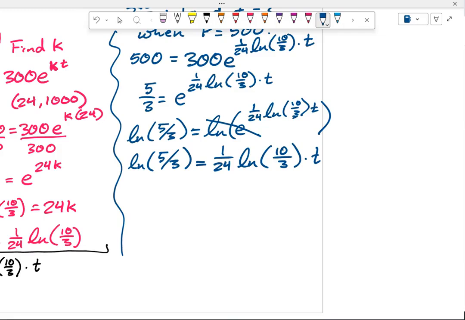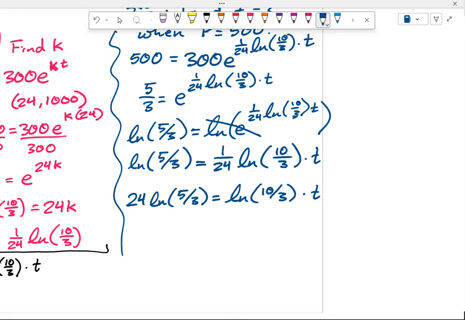You could bring it to the power. You don't need to. It might make it look a little bit more messy. What could we do with the 1 over 24 instead of bringing it as a power? We could multiply it to both sides. So I'm just going to go ahead and multiply it to both sides. So that ends up being 24 natural log of 5/3 equals natural log of 10/3 times t.